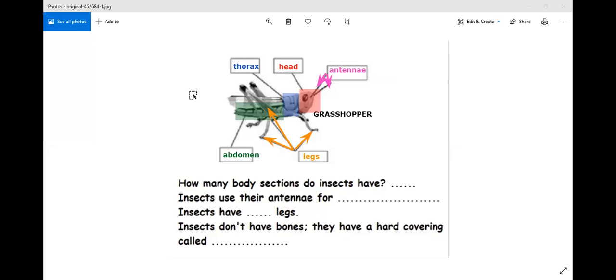Okay, let's go for the questions down. How many body sections do insects have, Salma? 3. 3 sections. Thank you. Talia, they have 3 sections. Insects use their antennae for what? What do insects use their antennae for, Talia?